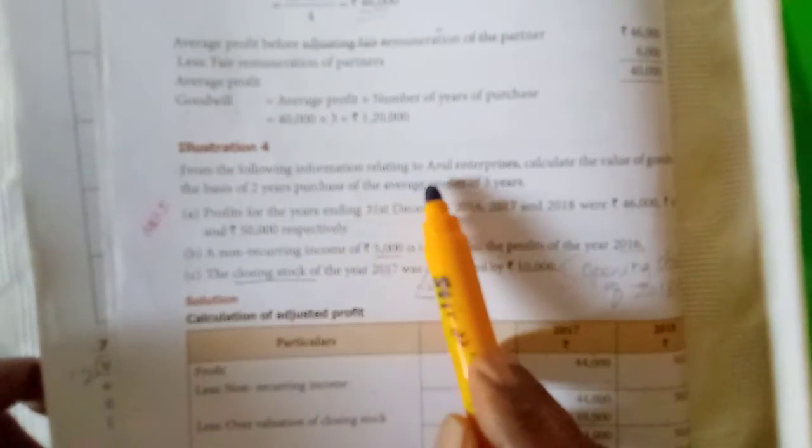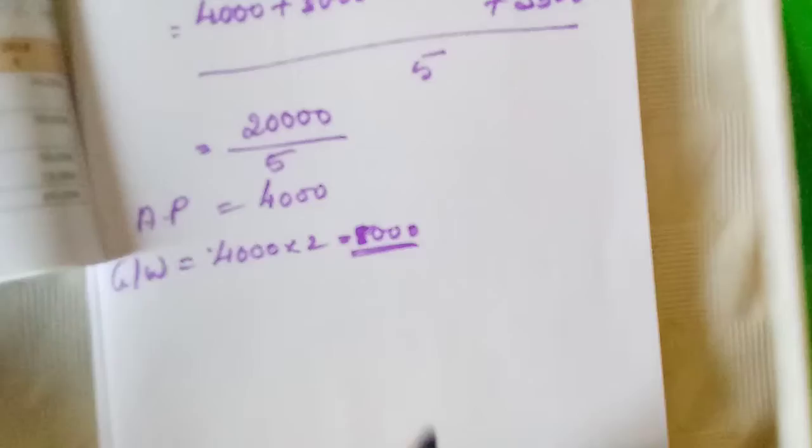Okay. From the following information relating to Arul Enterprises, calculate the value of goodwill on the basis of 2 years purchase of average profits of 3 years. Profits for the 3 years are given. Then a non-recurring income of 5,000 is included in the profit of the year 16. Then closing stock of 17 was overvalued by 10,000. So here only we need to do the adjustment. Okay, we will do it in the notebook.